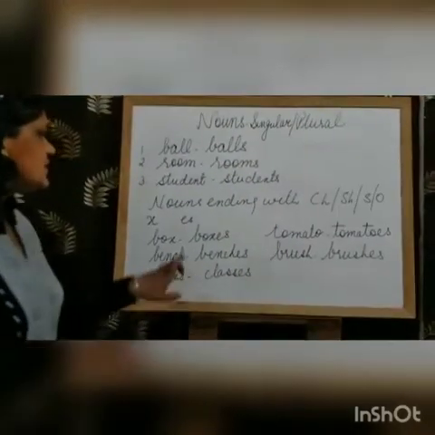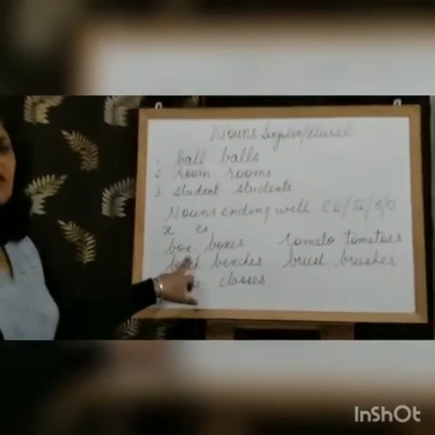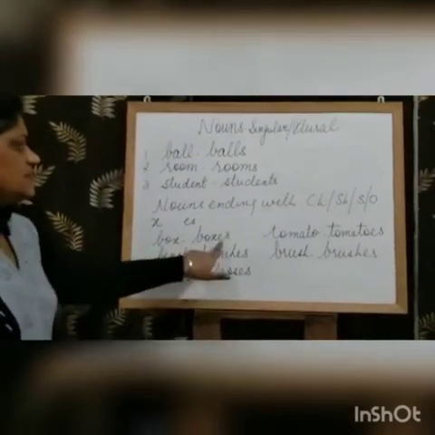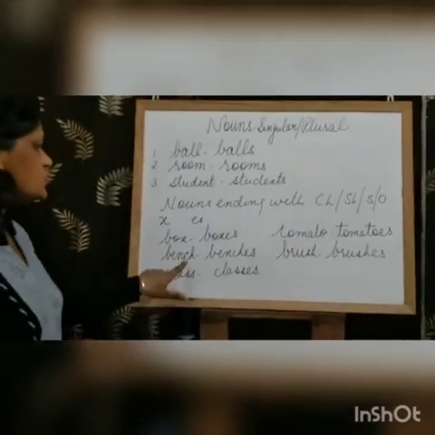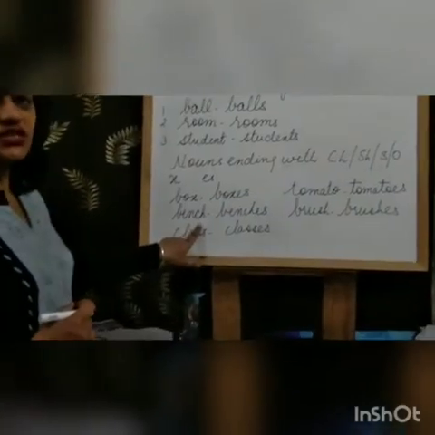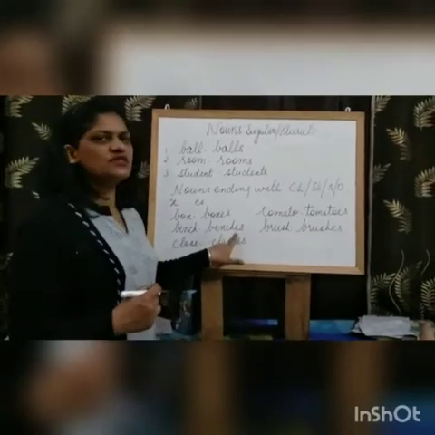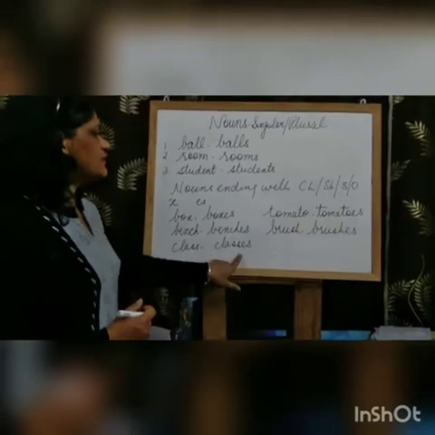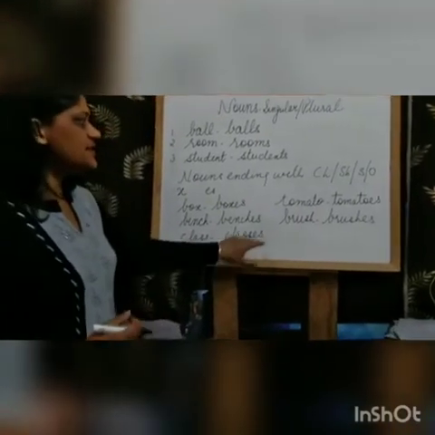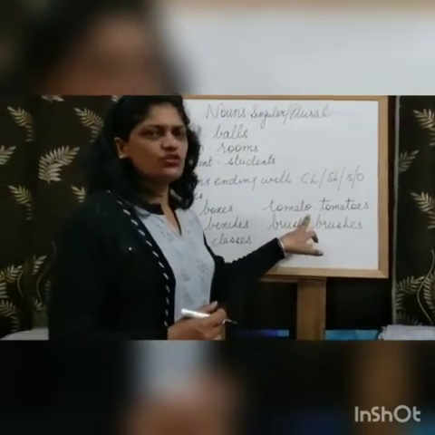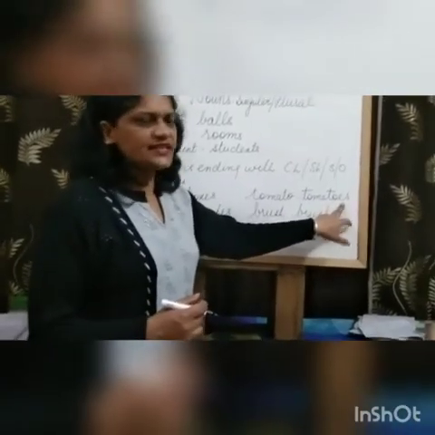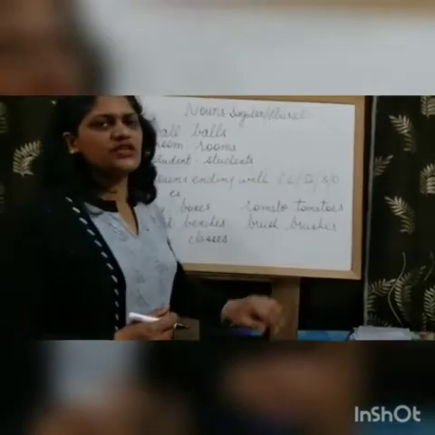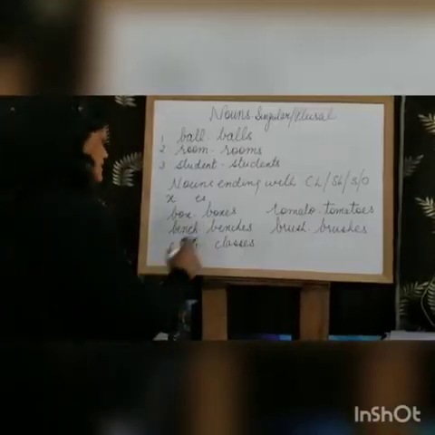Now have you noticed that the last letter is s? The sound is x. Box. We will use ES here. Bench. The ch sound is there, at the end we will use ES. Class. The last letter is s. We will use ES, classes. O is the last letter. Tomato, tomatoes. ES is added. Brush. Sh is the last sound. We will use brushes.